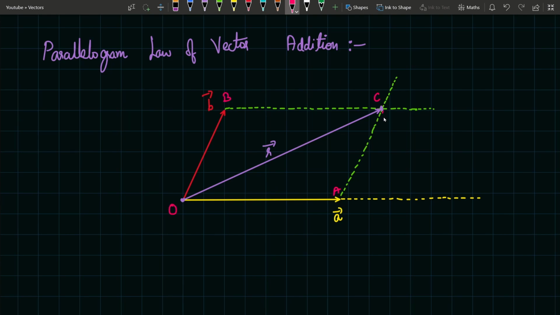From C, let me drop a perpendicular to the yellow color line. I'll call this point D. Let us take the angle between vector A and vector B to be theta. So if this angle is theta, then this angle is also theta, corresponding angles. Now let us proceed to finding the magnitude of the resultant vector R.